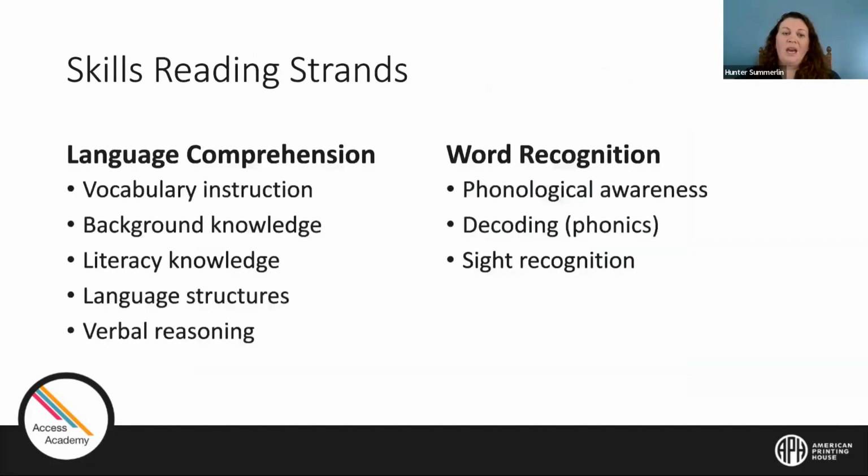So I want to talk to you a little bit about the reading strands. Let's talk about language comprehension. Language comprehension, as I said, can be vocabulary instruction. This is part of how we build language comprehension. Vocabulary is extremely important. And I think because of the unique needs of our students and their sensory issues, vocabulary instruction is a huge challenge at times.